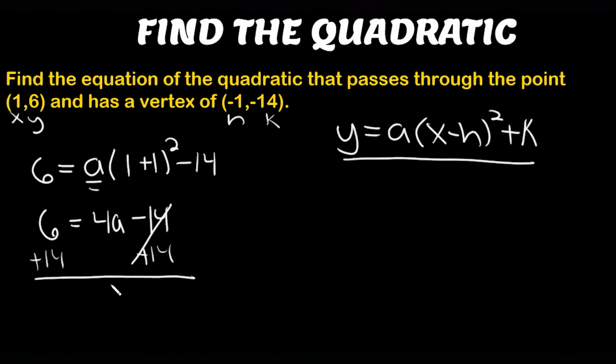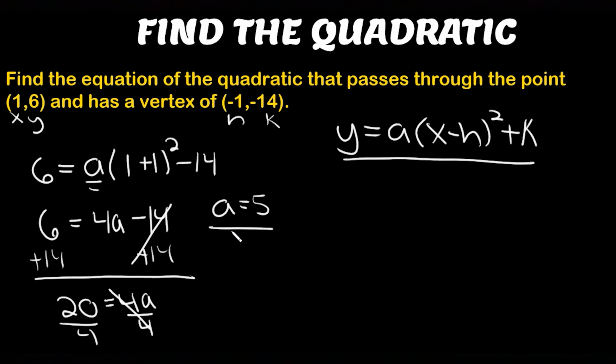6 plus 14, we get 20, equal to 4a. Our last step, divide both sides by 4, and we will have a. And so 20 divided by 4 is going to give us 5. So a is equal to 5. Okay, there it is. So now we can put it all together.